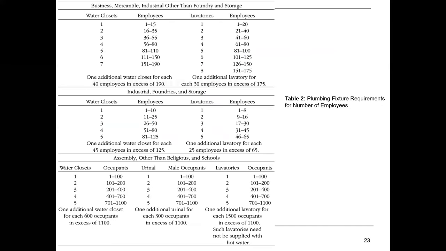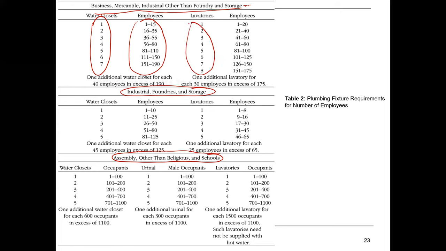So here's table 2. It shows the plumbing fixtures requirement for the number of employees, and it will depend on the type of business. So we have mercantile, industrial other than foundry and storage, industrial foundries and storage, and then assembly other than religious and schools. For each one of them, we can see how many water closets are needed depending on the number of employees, and how many lavatories.